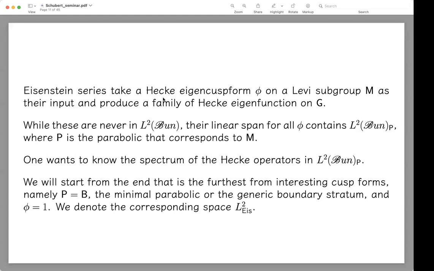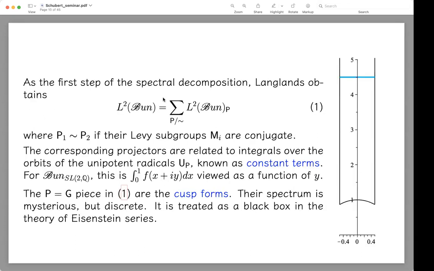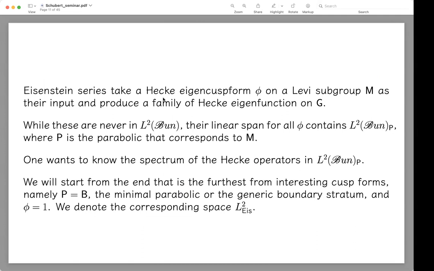And then of course it's natural to maybe start from the end, which is the farthest from cusp form. So in this decomposition, we'll start from the minimal possible parabolic subgroup, namely the Borel subgroup. That is to say, we start from the generic boundary. The cusp form corresponds to the bulk of the space, and we would like to instead go to the most generic strata of the boundary.